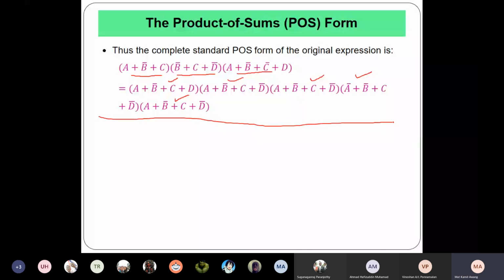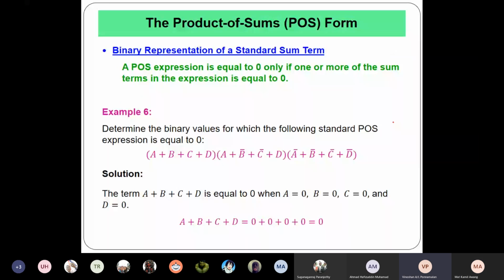Any questions so far? Very simple, very straightforward. Any questions? No, sir. No. Okay, now.